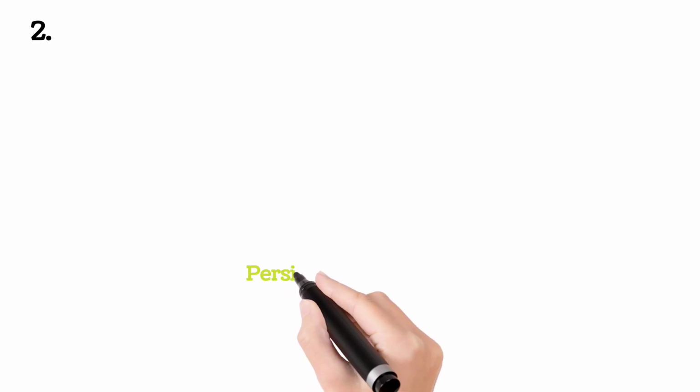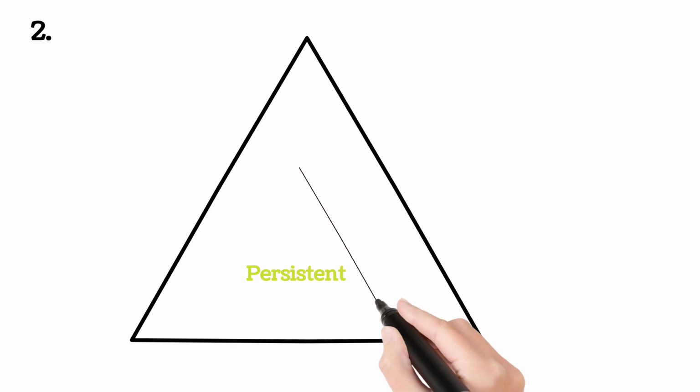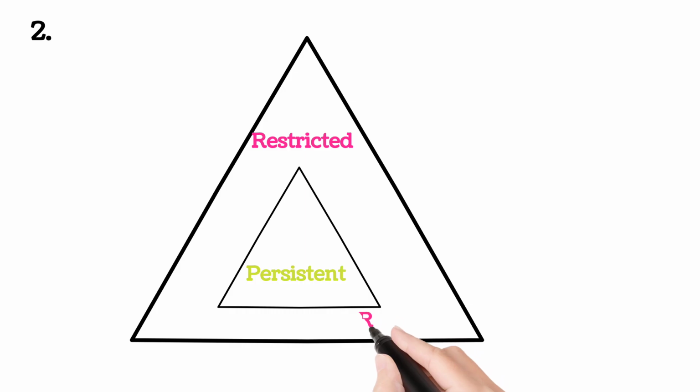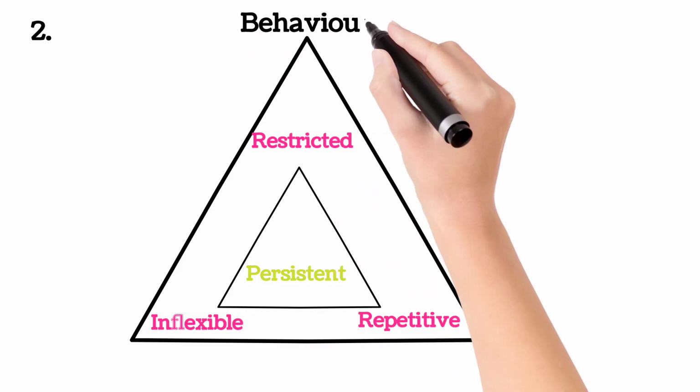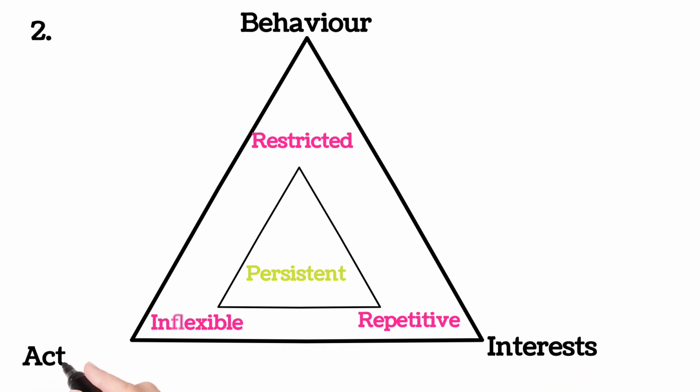Second point is persistent, restricted, repetitive, and inflexible pattern of behavior, interests, and activities. These patterns of behavior, characterized by repetition, routine, or restricted interest, are not by themselves indicative of autism spectrum disorder unless there is also evidence of impaired reciprocal social interaction and social communication.